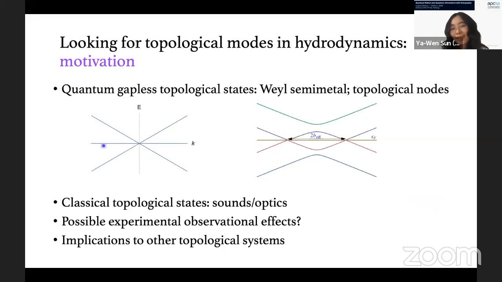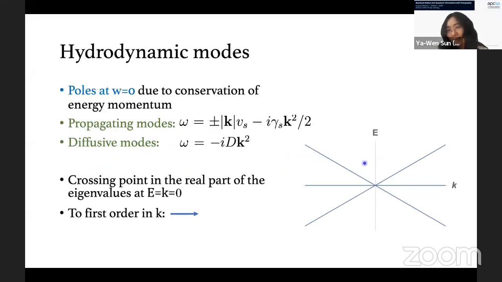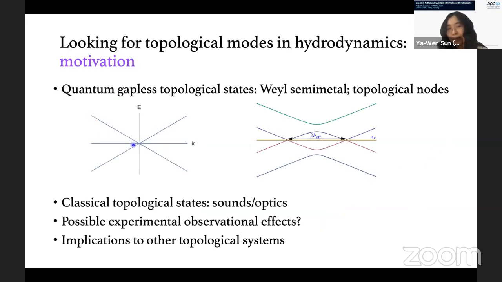So now, because we see that from this standard hydrodynamics, the spectrum of these 3+1 dimensional hydrodynamic modes looks very similar to a massless Dirac fermion, our question is whether we could also deform this system to get topologically non-trivial gapped states of matter like a Weyl metal.